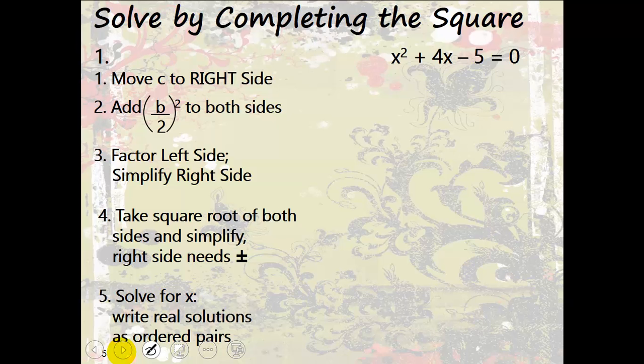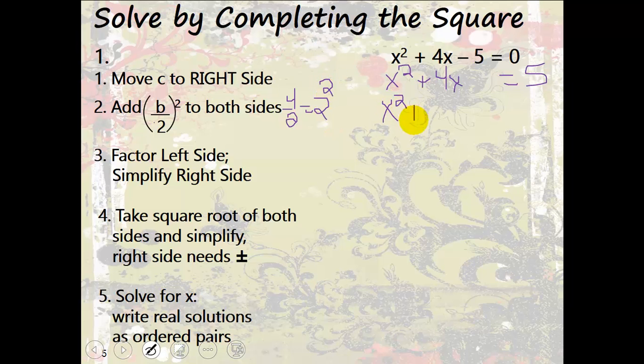So the first thing that we have to do is take the constant as it is and move it to the right. So that just means adding 5 to both sides. And when I do that, I create kind of a gap right there. And now remember our technique of creating a perfect square trinomial? That's step 2. We're going to take half of b, which is 4 over 2, which is 2. We've done this in the previous video, and we're going to square it and we're going to add it to both sides.